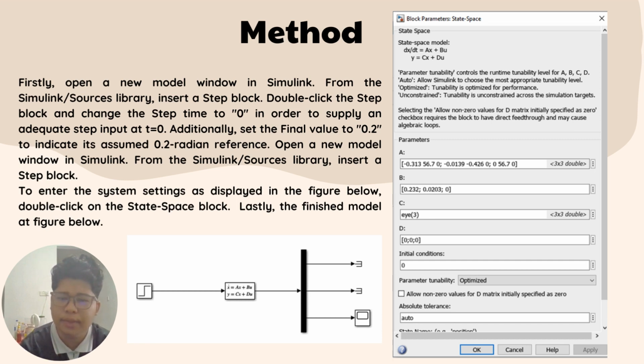Open a new model window in Simulink. From the Simulink source library, insert a step block. And then to enter system settings, as displayed in the figure below, double-click on the state space block, and lastly the finished model in the figure can be interpreted in the result.